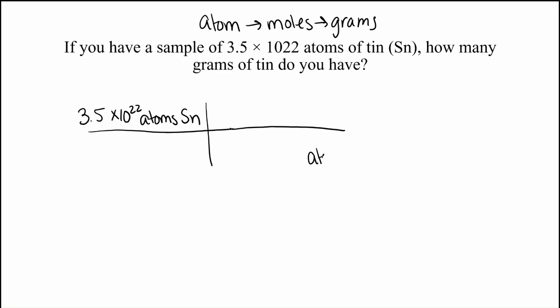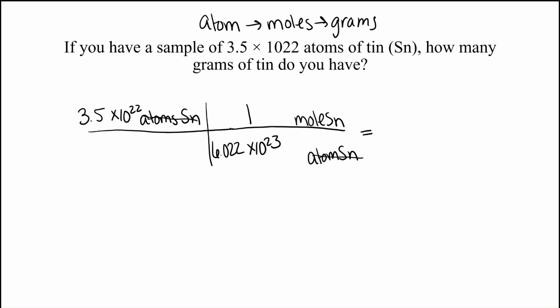So atoms of tin is going to go on the bottom because that's what we're trying to get rid of. And then in the first step, moles of tin is going to go on the top. Now we just need to decide what equality is going to go into this conversion. And that equality is going to be that 1 mole equals 6.022 times 10 to the 23rd atoms. So here we're going to multiply across the top, divide by the bottom.